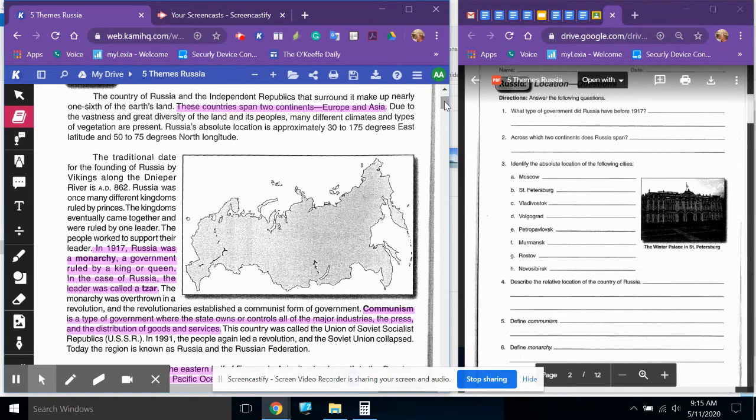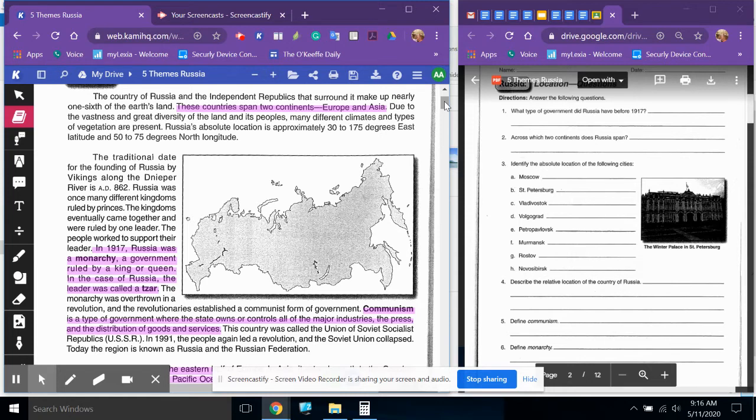The country of Russia and the independent republics that surround it make up nearly 1/6 of the Earth's land. These countries span 2 continents, Europe and Asia. Due to the vastness and great diversity of the land and its peoples, many different climates and types of vegetation are present. Russia's absolute location is approximately 30 to 175 degrees east latitude and 50 to 75 degrees north longitude. The traditional date for the founding of Russia by Vikings along the Dnieper River is AD 862.